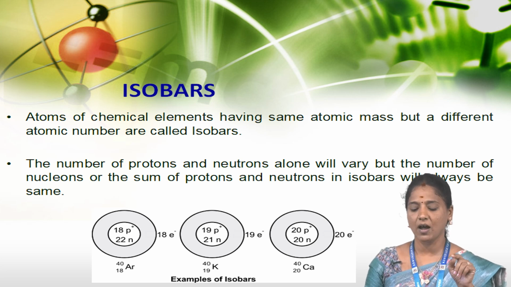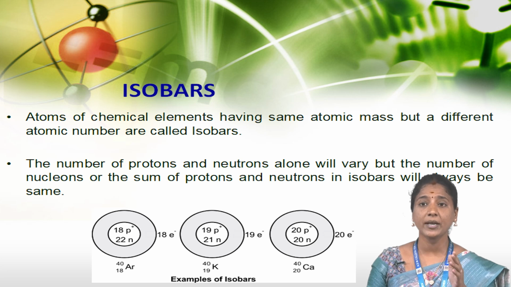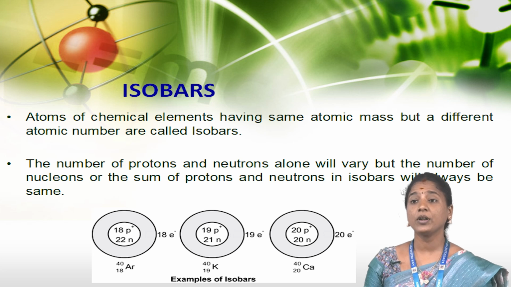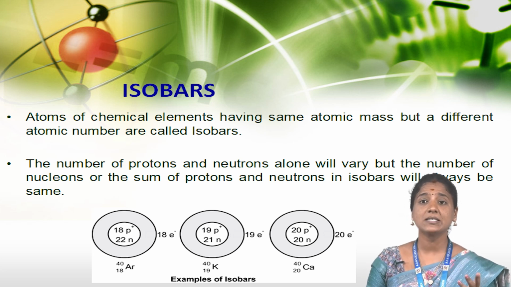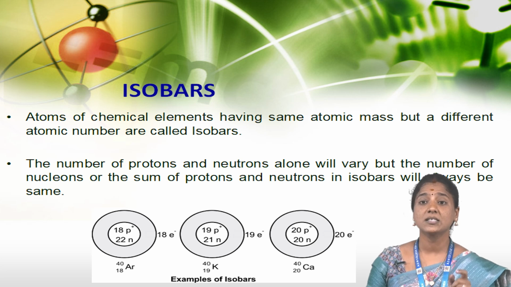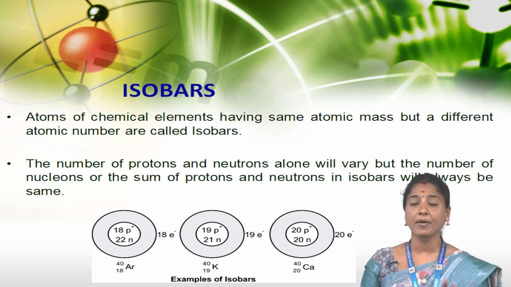Isobars always have different atomic structures because of the difference in atomic numbers. The number of neutrons makes up the difference in the number of nucleons. Therefore, they are always different chemical elements having the same atomic masses. Isobars have different chemical properties.